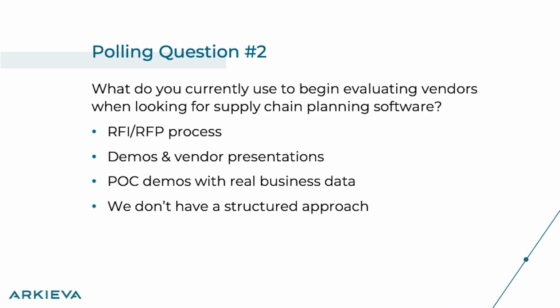So this gets us to our second polling question. What do you currently use to begin evaluating vendors when looking for supply chain planning software? Do you have an RFI, RFP process? Do you do demos? Do you do POC or use case demos? Or you maybe don't follow a structured approach. So this particular poll is a multi-select. You can select multiple options. So we'll give you a few seconds to go ahead and vote, and then we'll move on from there.